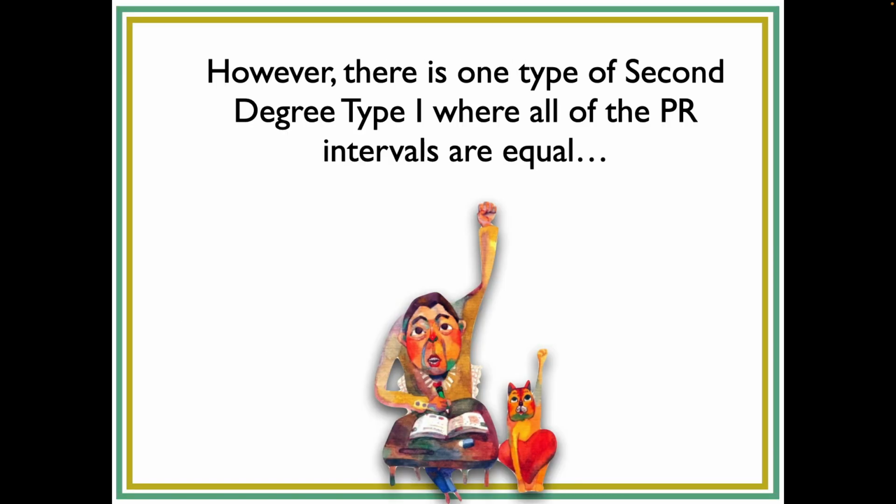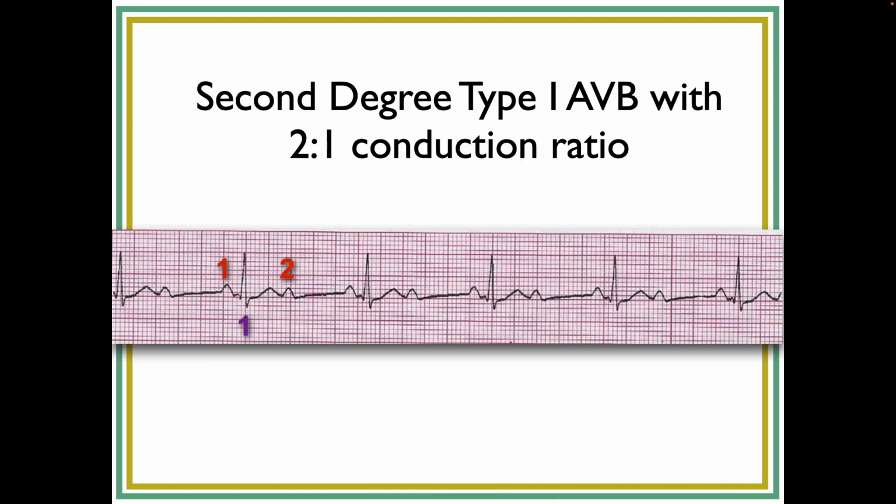However, unfortunately for us, just to make our life difficult, there is one type. So again, most of the time, second degree type 1, the PR intervals vary. But there is one second degree type 1 where the PR intervals are all equal. And that's second degree type 1 with a 2-to-1 conduction ratio. We've already looked at this, and until I introduced second degree type 2, this probably seemed really straightforward. It's just when we keep accumulating stuff, it gets complicated.